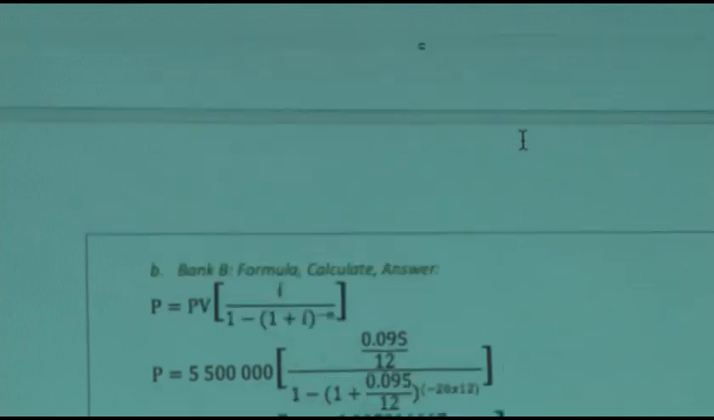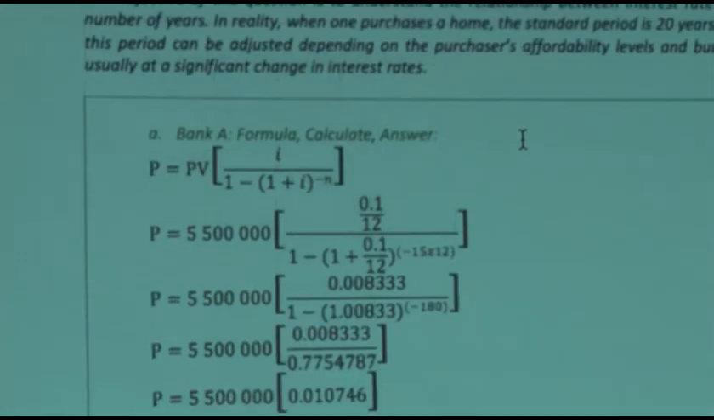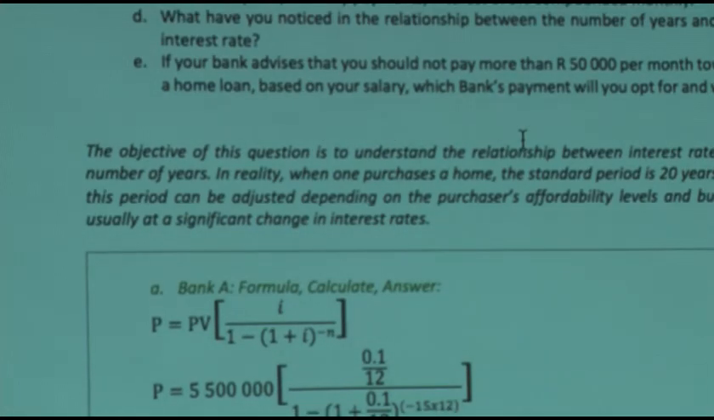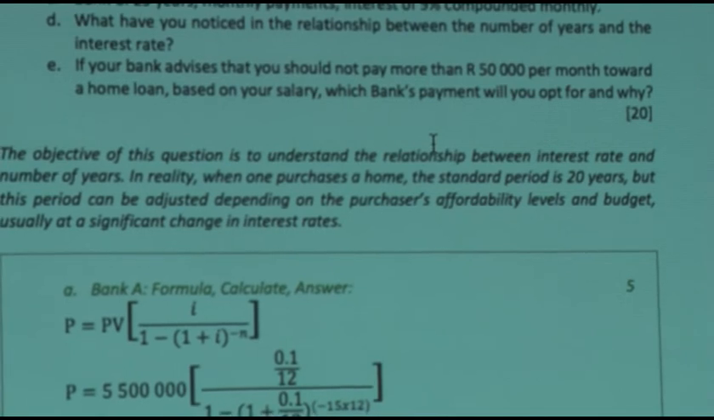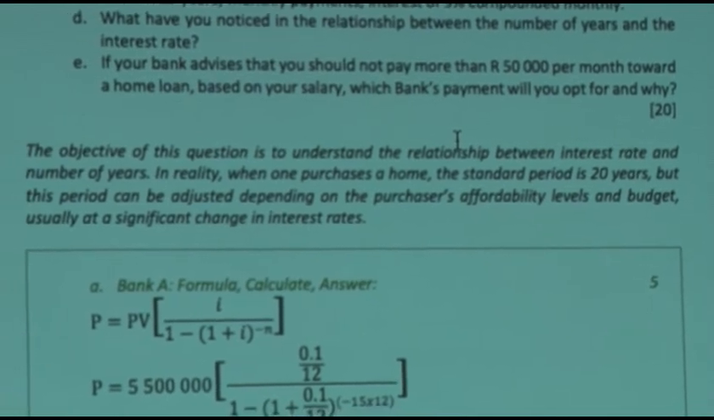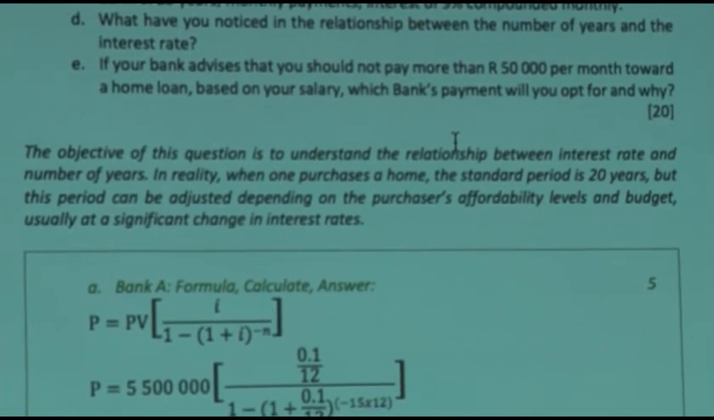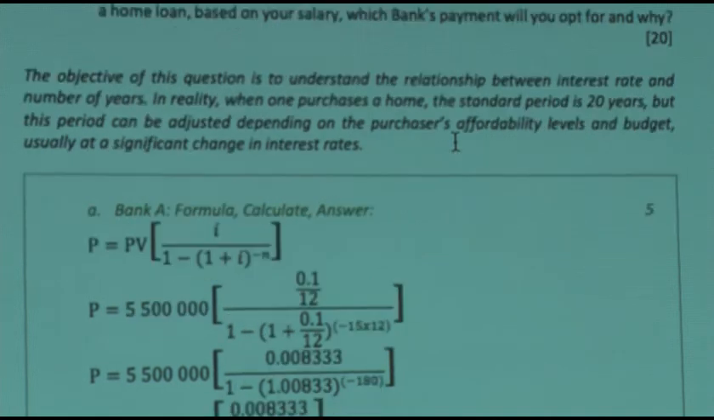So how do we make a decision? I'll normally have a criteria. The criteria says, that's in E. If your bank advises you that you should not pay more than 50,000 per month towards your home loan, based on your salary, which will obviously dictate what you can afford. If the bank says that you should not be paying more than 50,000 per month towards your home loan, which one will you choose? And you can make a decision.